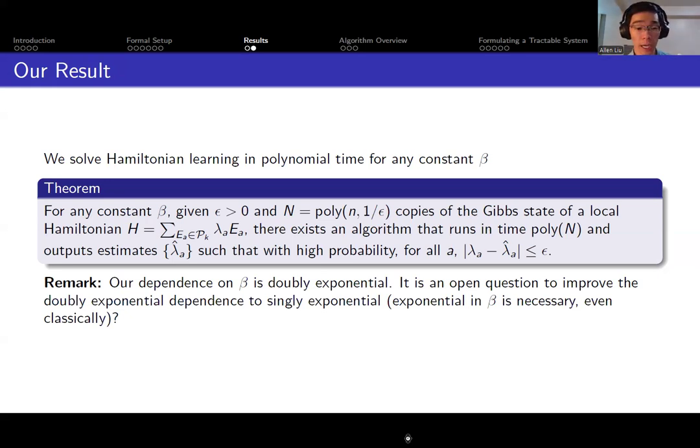And in particular, interesting quantum phenomena arise even for moderate constant values of beta. And so also it is an interesting open question to improve this doubly exponential dependence on beta to singly exponential. And it is known that at least exponential dependence in beta is necessary even classically. So this is basically for the classical version of this problem, which is just learning the weights of a graphical model.